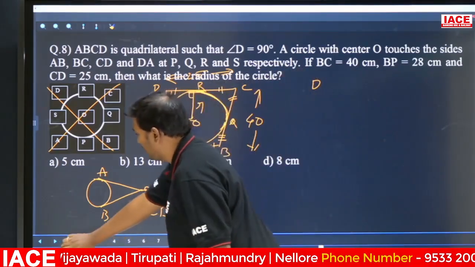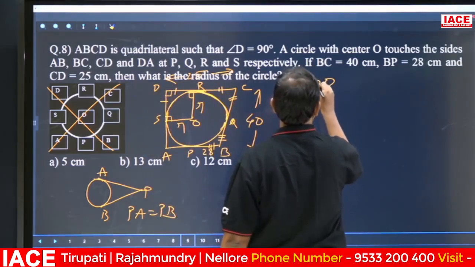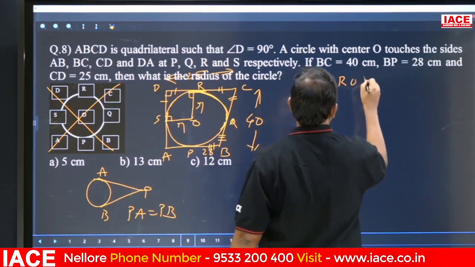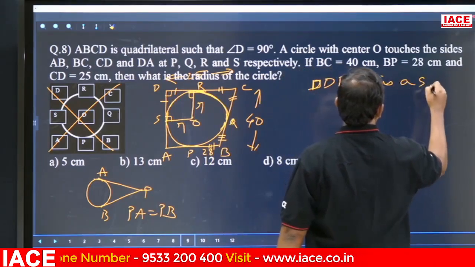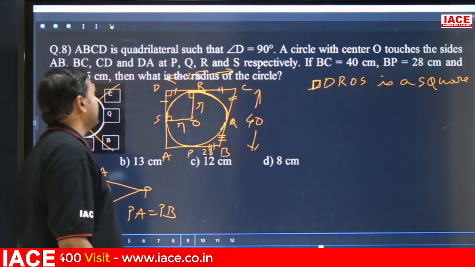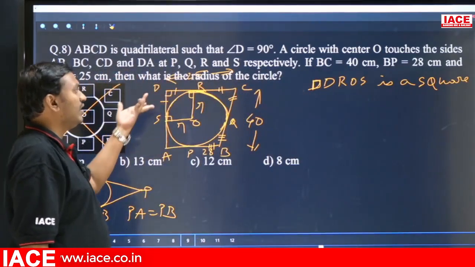What happens immediately? DROS is a square, right? It is a square or not? Exactly. In a square all sides are equal. All sides are equal. So if you find DR over, right?